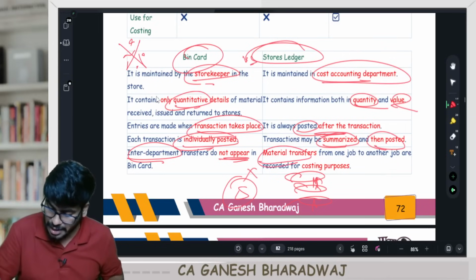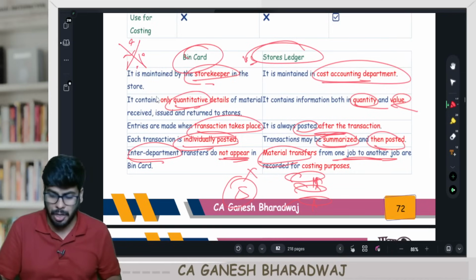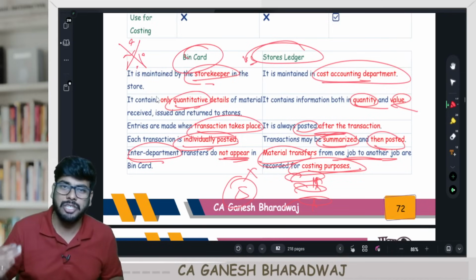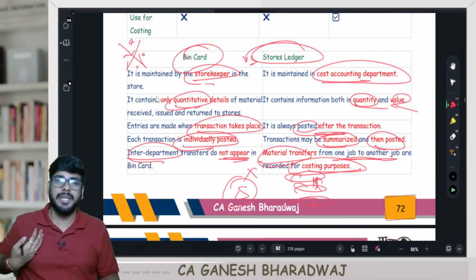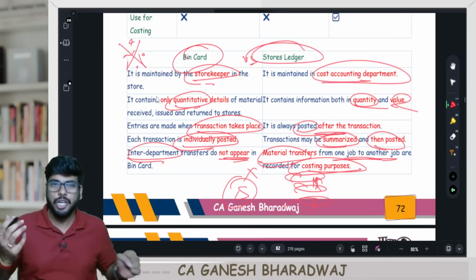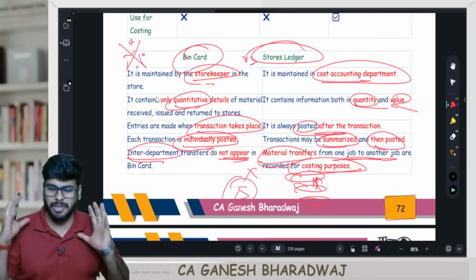Whereas, material transfers from one job to another job are always recorded for costing purposes. We have seen all these things. So, it is going to be the transferee job account debit to the transferor account. That is the receiving job debit to your giving job. All your jobs are your WIP area.